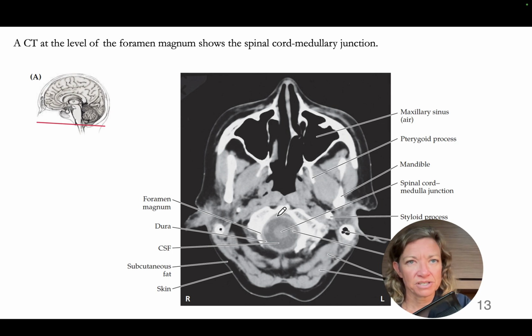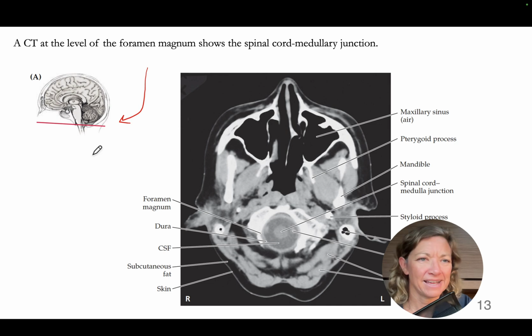It's at the bottom of the skull. Of course, it's the foramen magnum. And at this point is the junction of the spinal cord and the medulla. So here is a CT at that level. Here's your reference level for that CT. And right here is the foramen magnum.